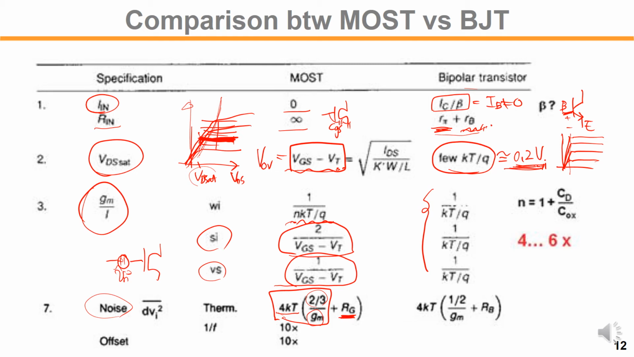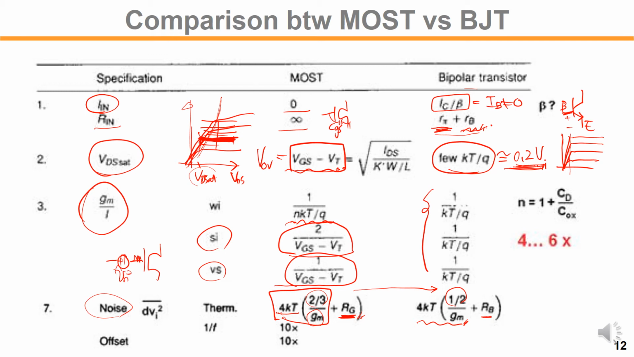But if you include the gate resistance, then we also have 4kT times Rg. Gate resistance also becomes the noise source. But for the bipolar, we have only 1/2 for the first factor. Similarly, the bipolar transistor noise is defined similarly, but the actual magnitude is lower than the MOSFET device, right? And also we have a base resistance, also a noise source.